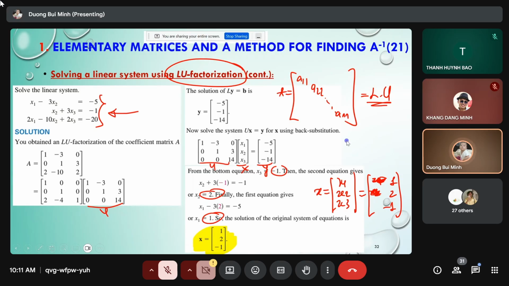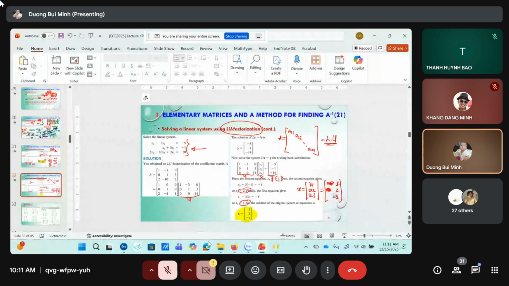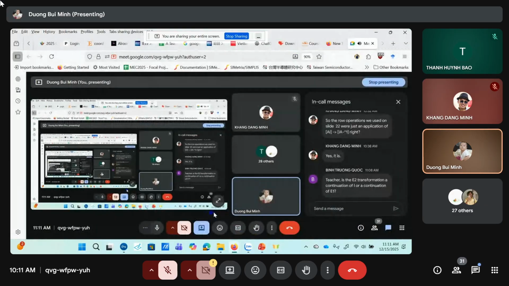Any questions so far? Teacher, is the E2 transformation a continuation of I or a continuation of E1?